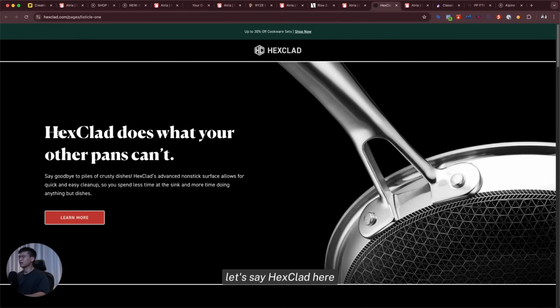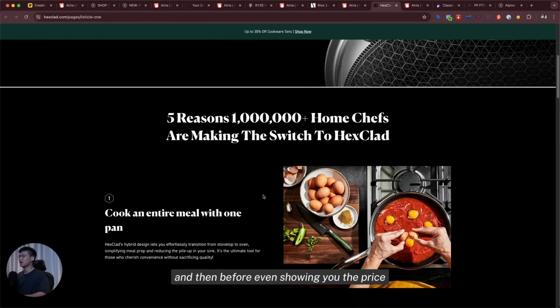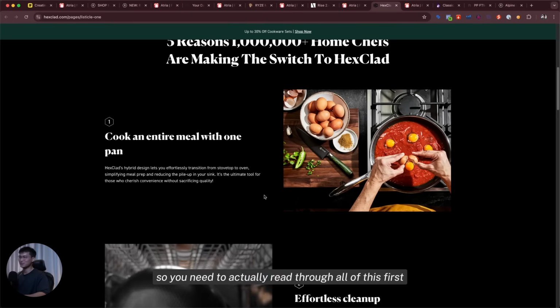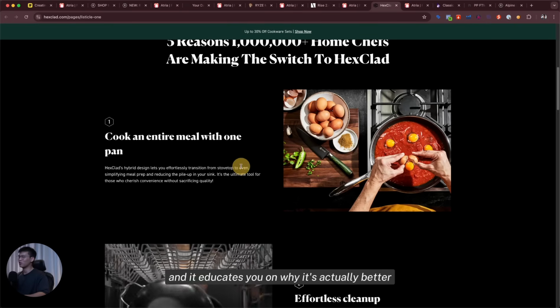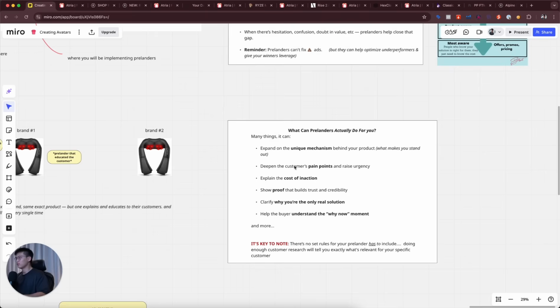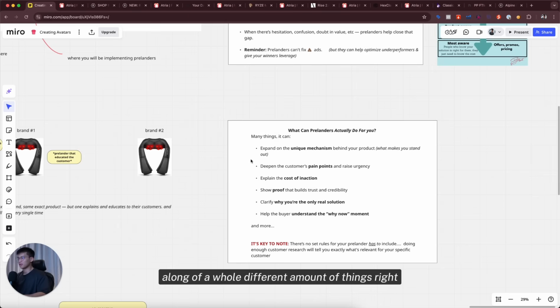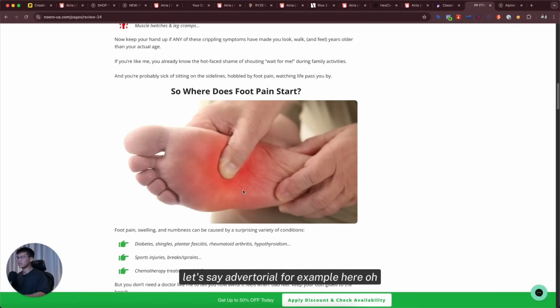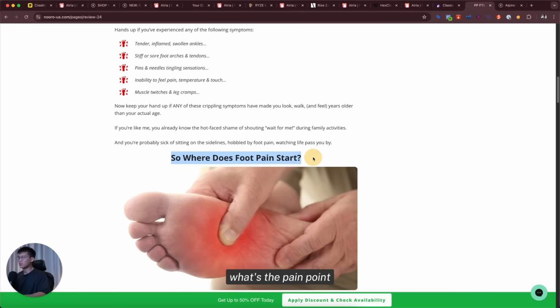let's say Hexat here. Hexat does what your other pens don't. It creates intrigue, and before even showing you the price, you need to scroll down to get to the price. So you need to actually read through all of this first, and it educates you on why it's actually better. It's how you position yourself. Along with a whole different amount of things, right? You can deepen the customer's pain points, explain the cause of inaction, show proof that it works. Let's say an advertorial, for example, here. Oh, what's the pain point?